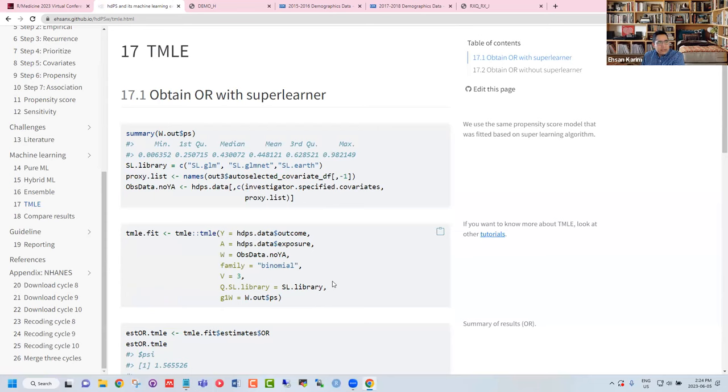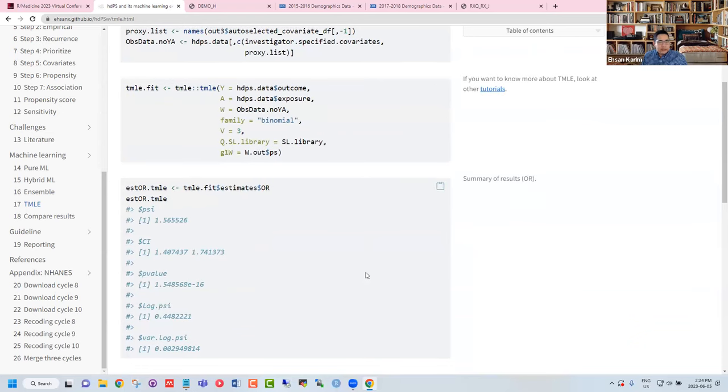And the last method that I'm going to show is a double robust method. Double robust means that you only need to have one of the models correct. You need to have your treatment model right or your outcome model right. And based on that, you can estimate the treatment effect using TMLE or the double robust method, which is associated with interesting statistical properties. And usually these estimates have properties that are more interesting than the regular propensity score estimates.